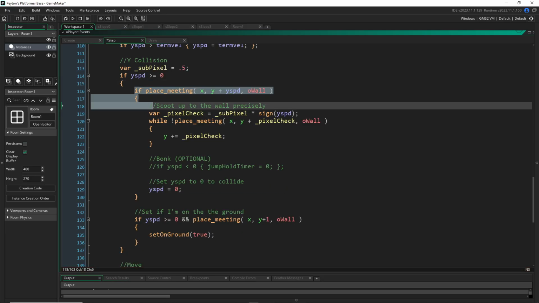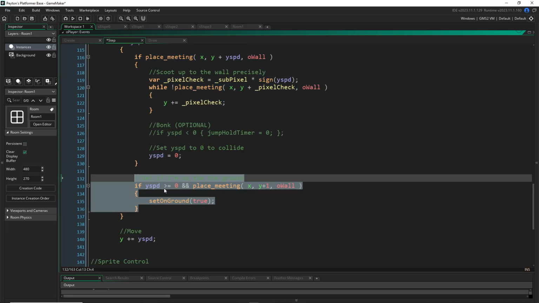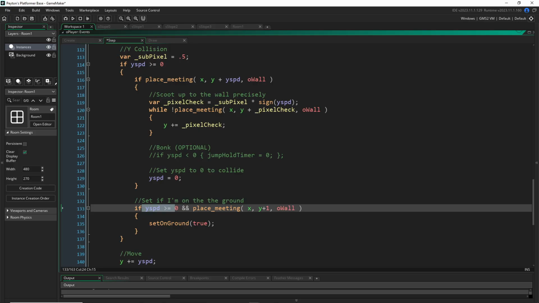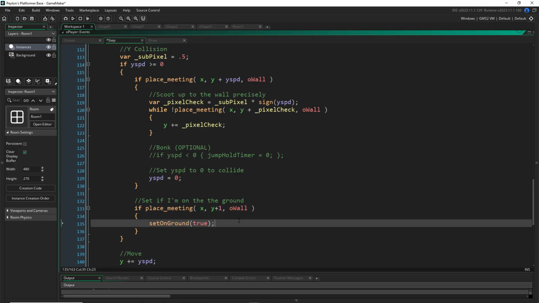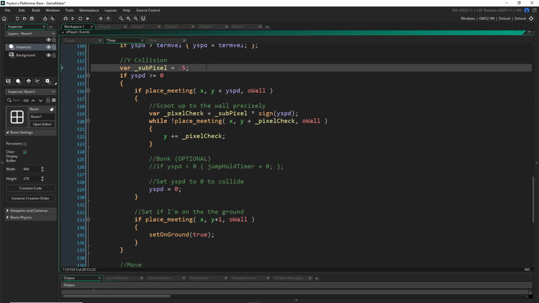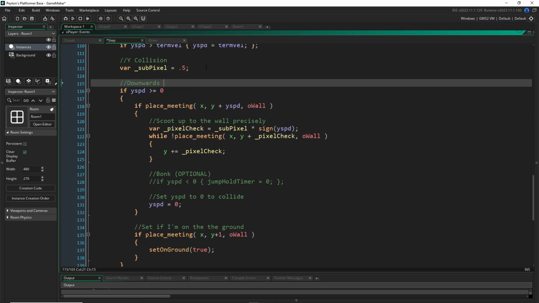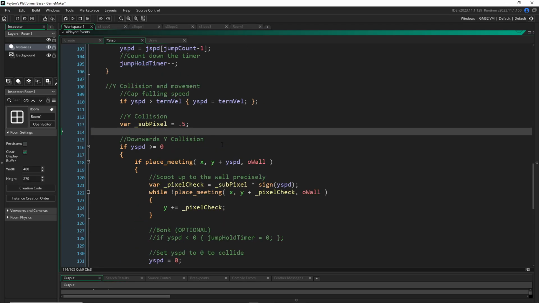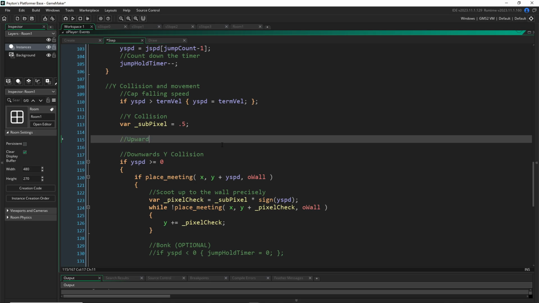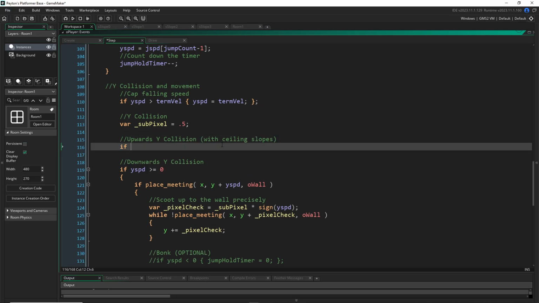And here's all the code that needs to be included in that. It's the normal collision that we have here and setting us on the ground, which now we don't need this anymore because we're already checking up here. So we can just get rid of this check because we only want to set ourselves on the ground whenever we're moving downwards, obviously. And I can change this to be our downwards Y collision. And so now I can add a space called upwards Y collision and just specify to myself, ceiling slopes. And that will be if our Y speed is less than 0.